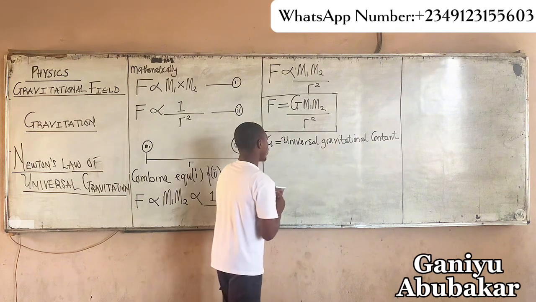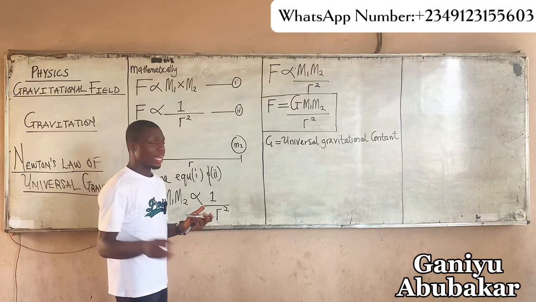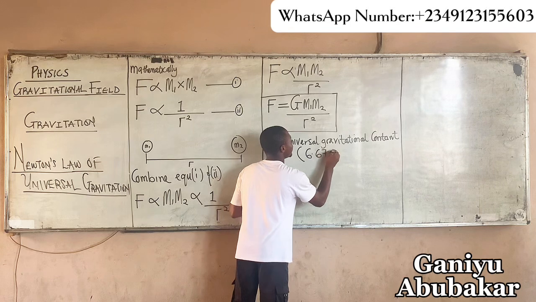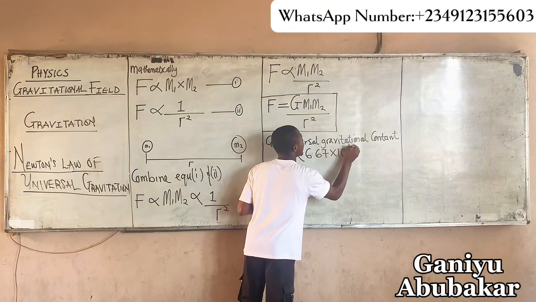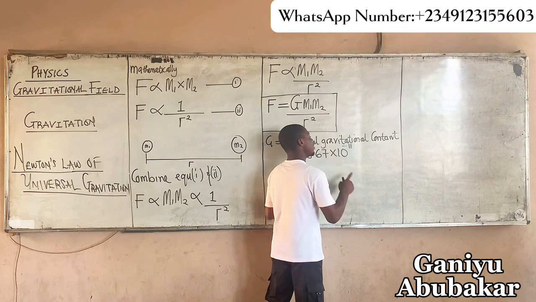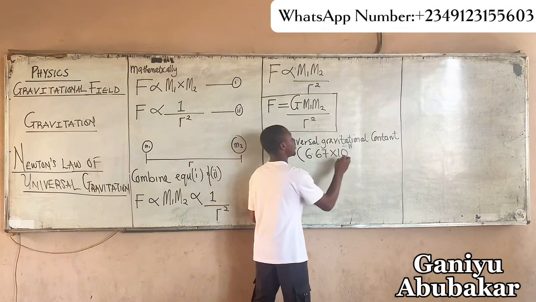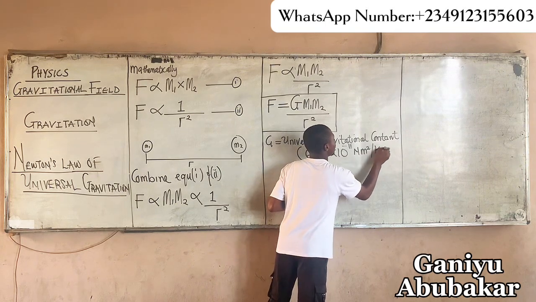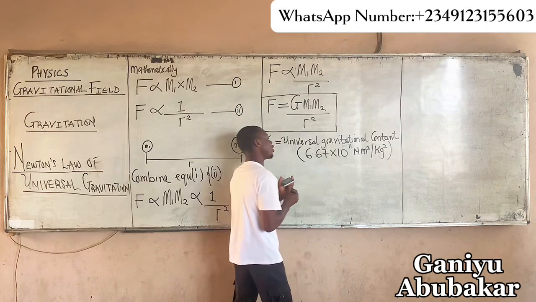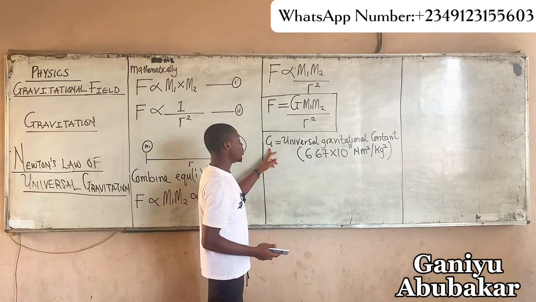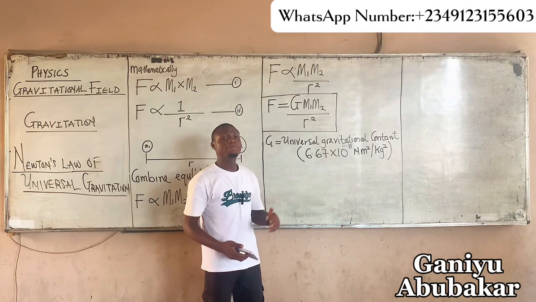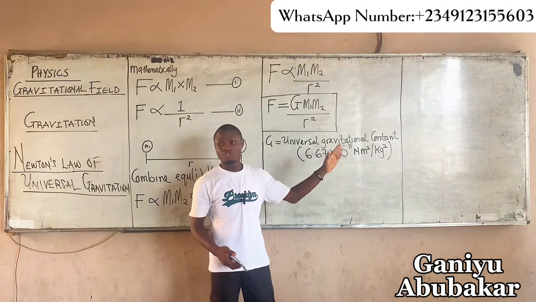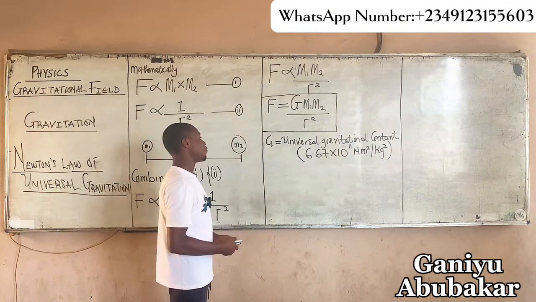So this G is called the universal gravitational constant, and the value for capital G is given as 6.67 times 10 to the power minus 11. The SI unit for G is given as Newton meter square per kilogram square. So note that the constant for capital G is 6.67 times 10 to the power minus 11 Newton meter square per kilogram square. All right, this is your constant for G.